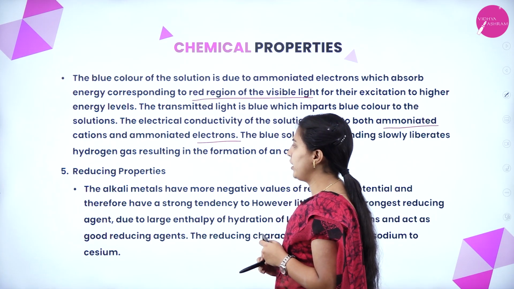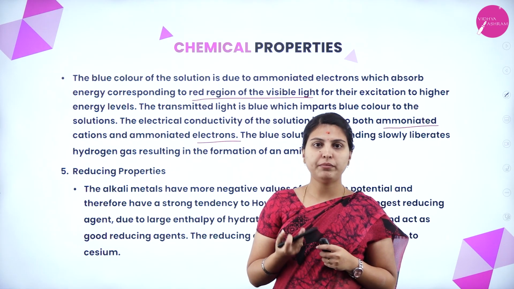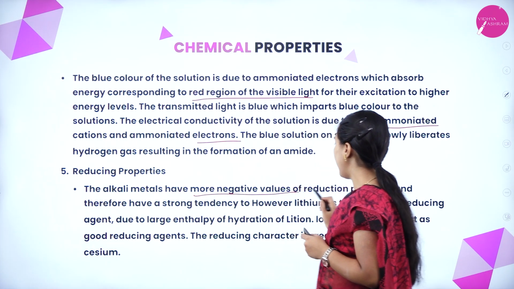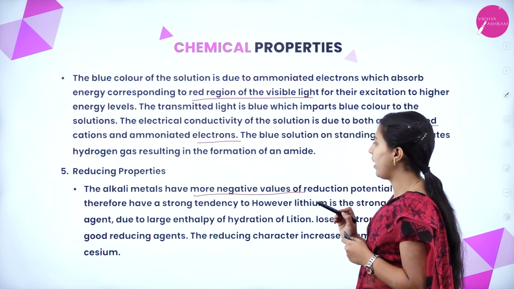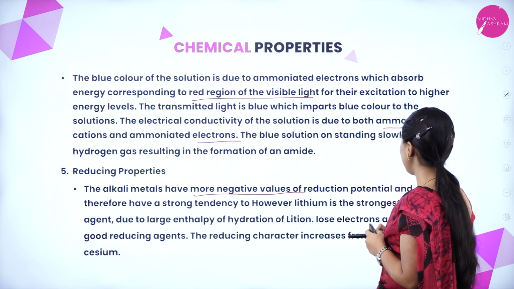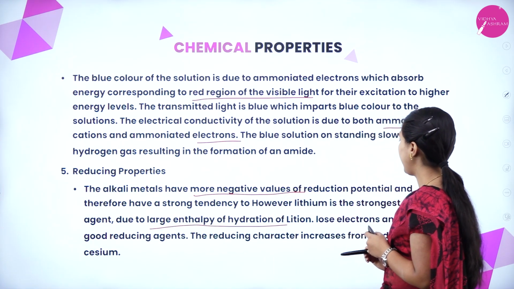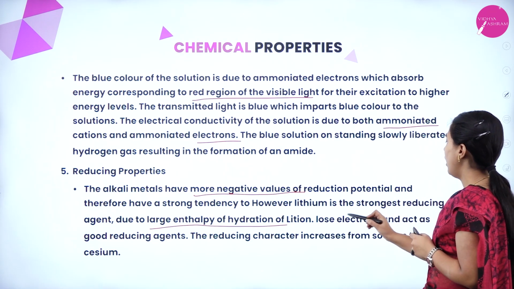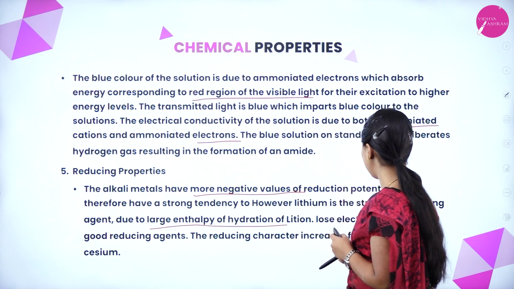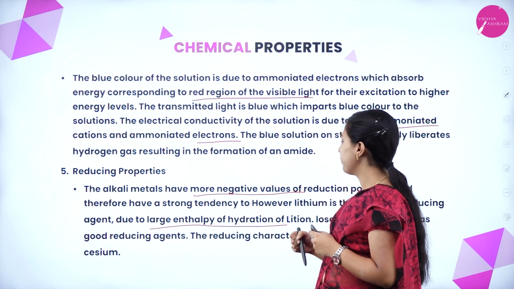Next, reducing property. We know that alkali metals have strong reducing properties. How? The alkali metals have more negative values of reduction potential and therefore have a strong tendency to lose electrons. However, lithium is the strongest reducing agent due to the large enthalpy of hydration of the lithium ion, so it loses electrons and acts as a good reducing agent. The reducing character increases from sodium to cesium.